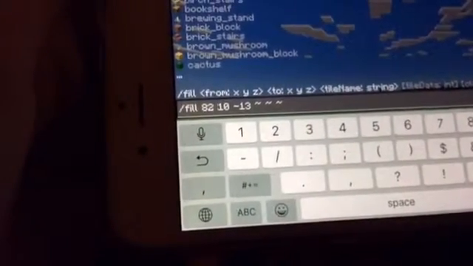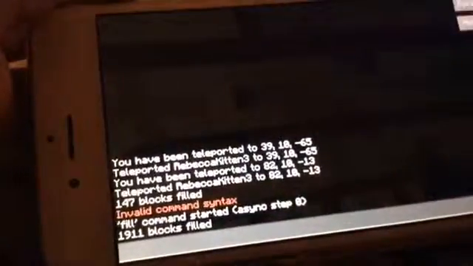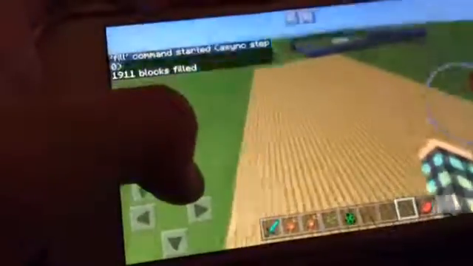I think on Android you always have it. I don't know, I don't really have any Android. And then I went like that. And then I'm in the block, but I just move. There we go. The area that I did is now filled with bookshelves.